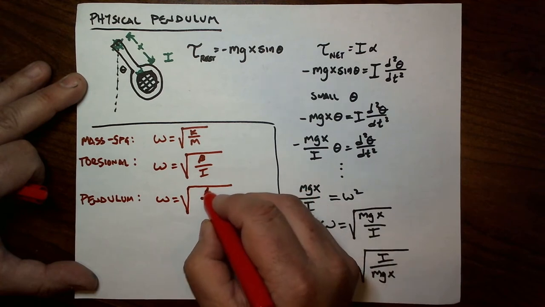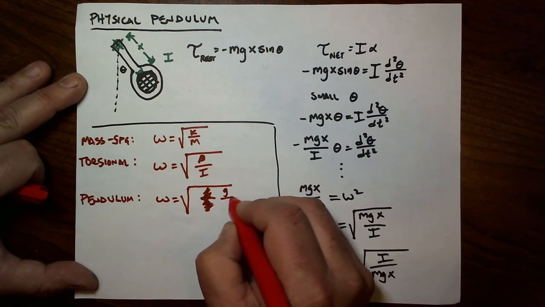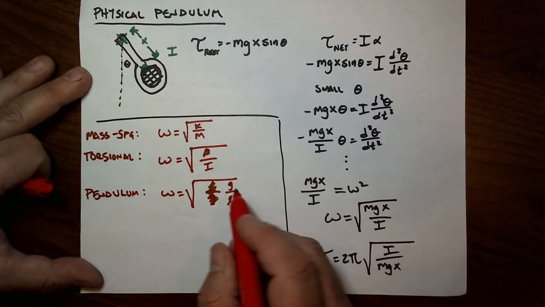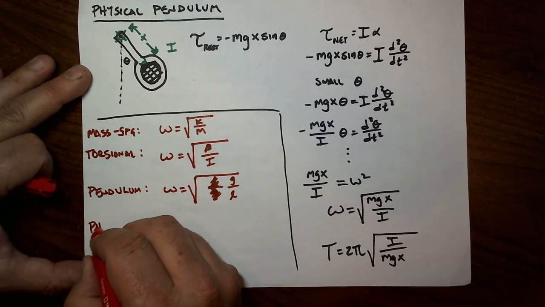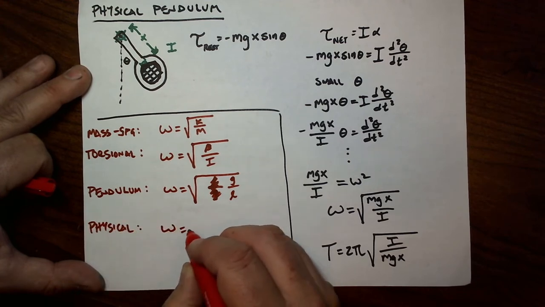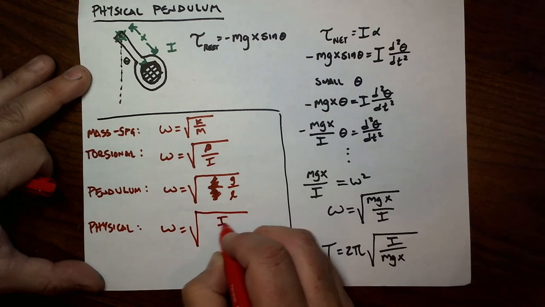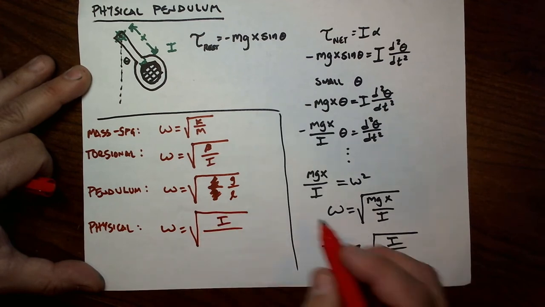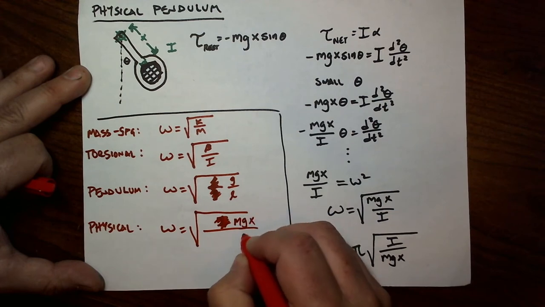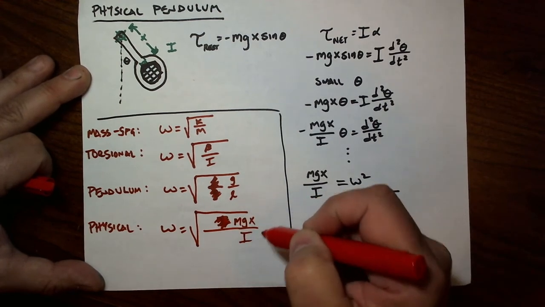No, I got that backwards. Look at me go. G over L. Recovery, everybody. And for the physical pendulum, omega was the square root of I. Sorry, I did it again. mgx over I.